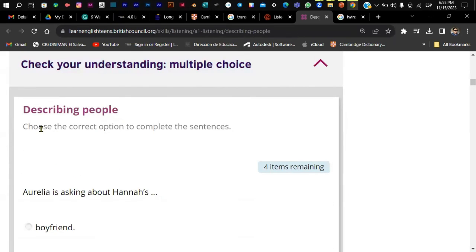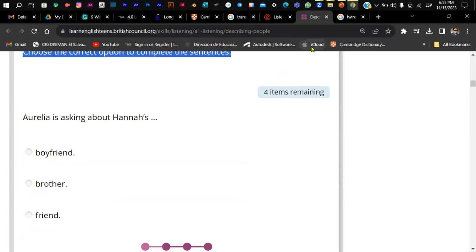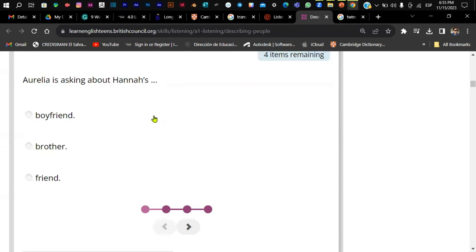Okay, check the understanding, multiple choice, choose the correct option to complete the sentences. Let's see, the first one. Aurelia is asking about Hannah's, está preguntando acerca de Hannah's qué? Boyfriend, brother, or friend? In the listening. About a friend? Really? Okay.